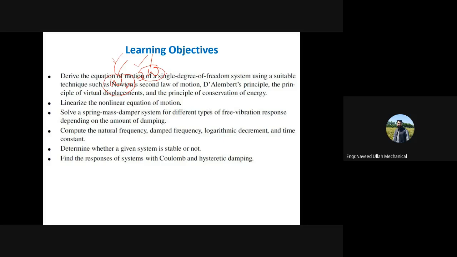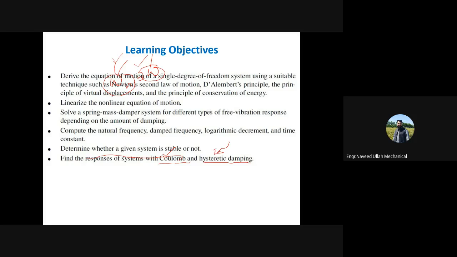ठीक है? Then we have to determine whether a given system is stable or not. This is actually a criterion, and this is actually the thing that I told you here. This is to find out the response of the system for conventional damper, for Coulomb damping, or hysteretic damping. What is hysteretic damping? This is also known as structural damping.